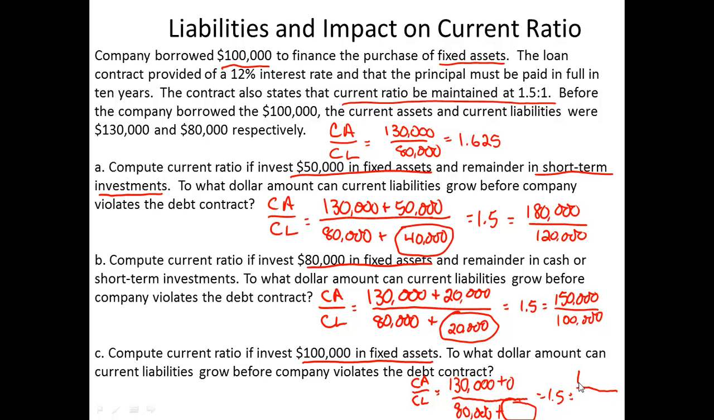And 1.5, let's see, 130,000 over 86,667 is 1.5, so we only have the flexibility of taking on $6,667 of additional debt. So as you can see, the choices we make with the loan are important in maintaining those debt covenants or loan covenants, such as keeping a current ratio of 1.5. So it's always something to consider when you're thinking about taking out debt.